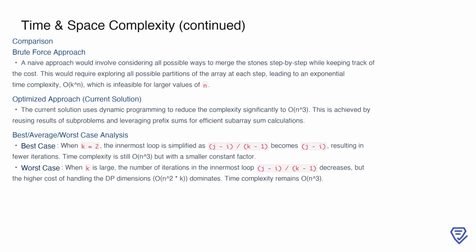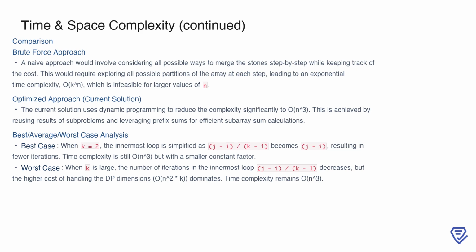To better understand why the optimized approach is so effective, let's compare it to a brute force method. A naive approach would involve exploring all possible ways to merge the stones step by step, keeping track of the cost at each stage. This would require evaluating every possible partition of the array, leading to an exponential time complexity of O(k to the power of n). Such an approach becomes computationally infeasible as the input size grows. In contrast, our optimized solution leverages dynamic programming to reuse results from subproblems, drastically reducing the complexity to O(n cubed). This improvement is achieved by systematically breaking down the problem and using the prefix sum array for efficient subarray sum calculations.